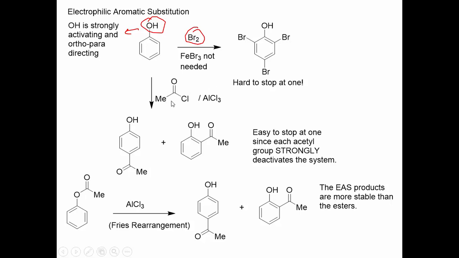Okay, if you do the electrophilic aromatic substitution with something that adds an electron withdrawing group to the ring, you don't have any problem, because each time you add something, you deactivate the ring, so you don't have to worry about adding more than one of these acetyl groups when you do the Friedel-Crafts acylation. So here we're going to see mostly para, but some ortho. Okay, and it's easy to stop at one since each acetyl group is strongly deactivating the system.